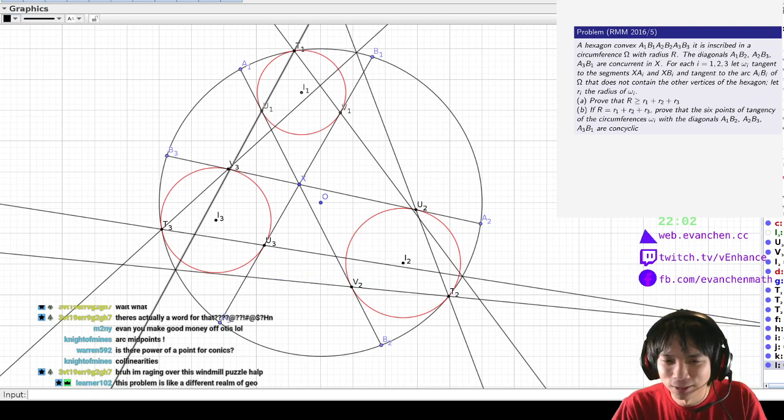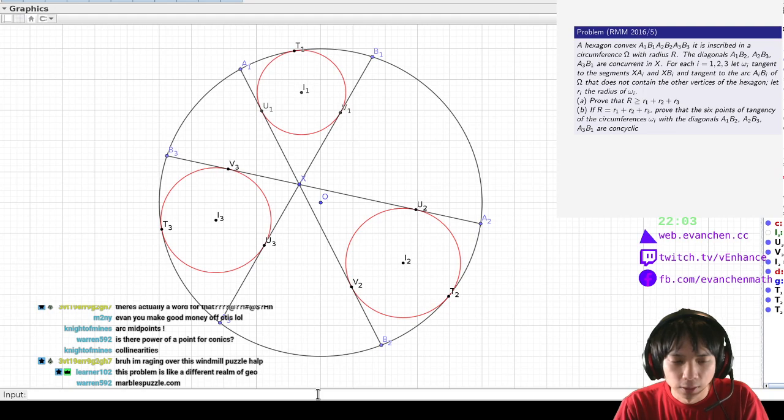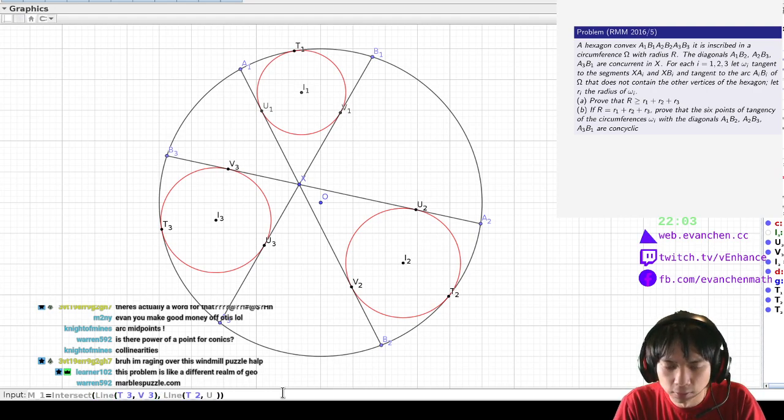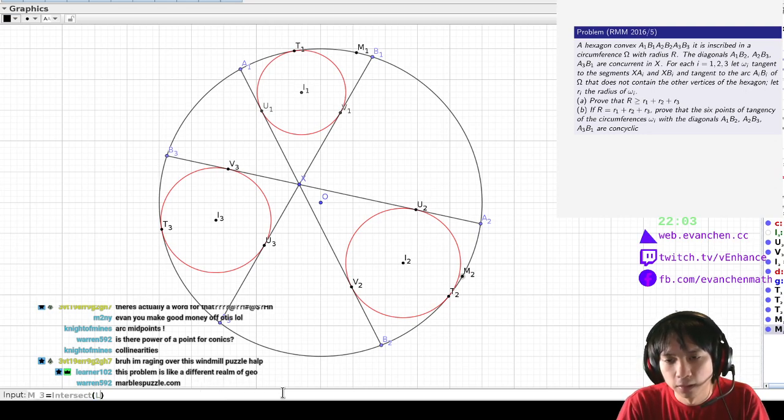Also, sorry, I'm going to do this with the lines named properly so I can find them later. T3. Okay, let's define the arc midpoints first. This one up here is M1. M1 equals the intersection of line T3 V3 and line T2 U2. M2 is the intersection of line T1 V1 and line T3 U3. And M3 is the intersection of line T1 U1 and line T2 V2. So these are our three arc midpoints, and there's a bunch of lines.